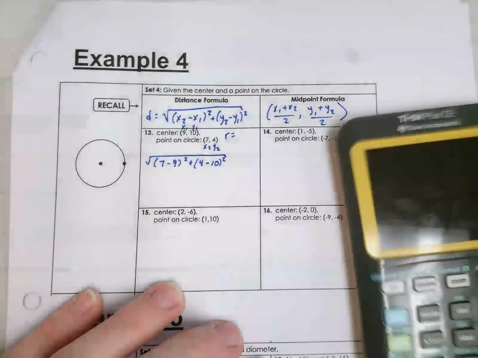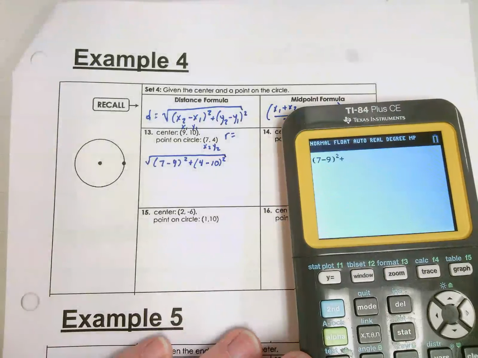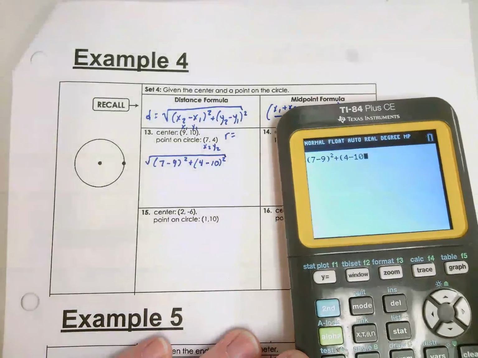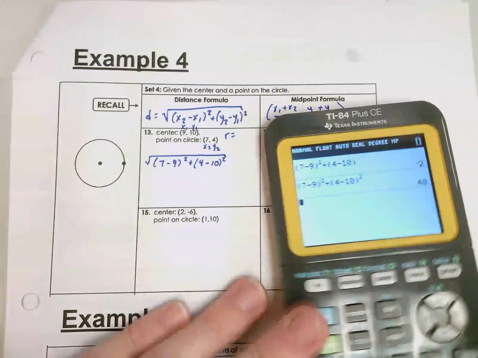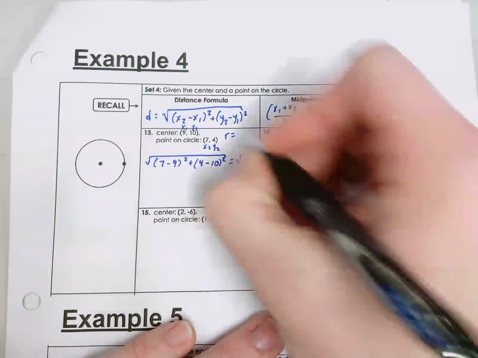Now I'm actually not going to put the square root in the calculator. I'm only going to put in the stuff under the square root. And the reason why is I know I want r squared. So what's going to happen is if I don't put the square root in, my squared is going to cancel it out. So it looks like my answer comes out to be 40. So this would be the square root of 40 as my radius.